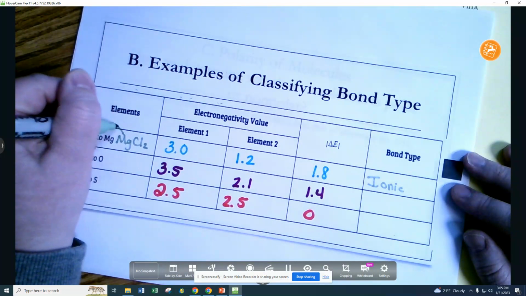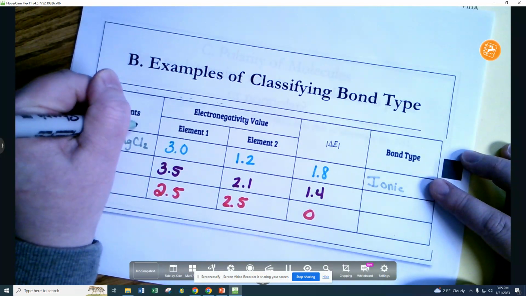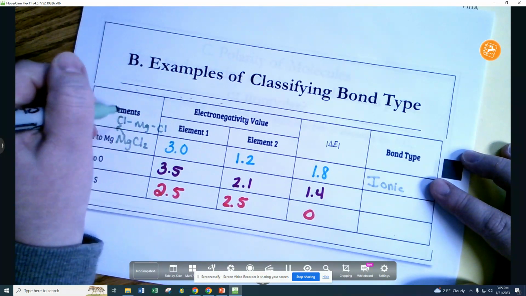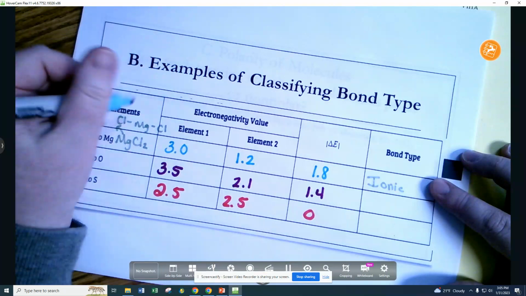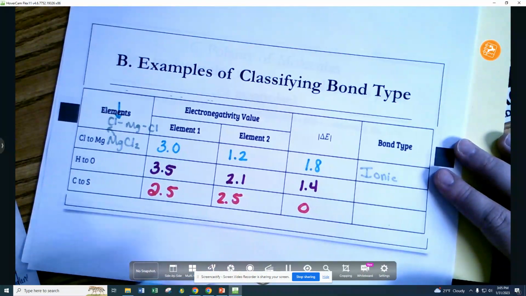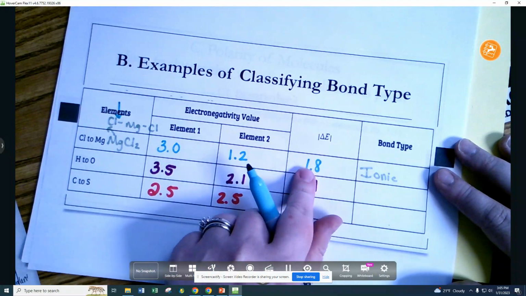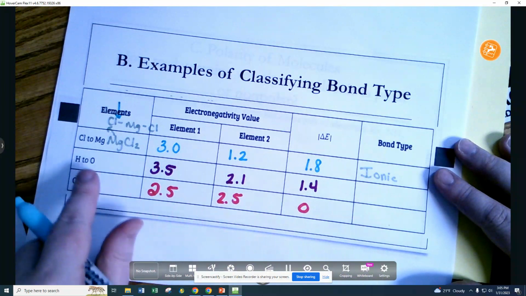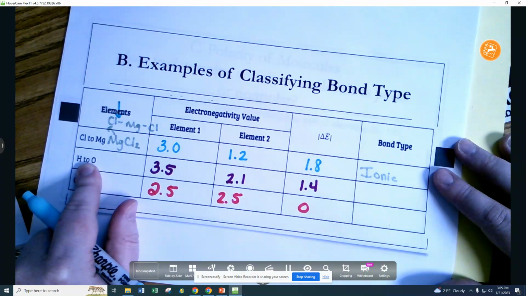So in that example, what we're finding is magnesium would be bonded to chlorine. What we're looking at is this very specific bond. So between this specific magnesium and this specific chlorine, the difference in electronegativity would be 1.8, making it an ionic bond. So then, for example, hydrogen and oxygen can come in many different compounds.